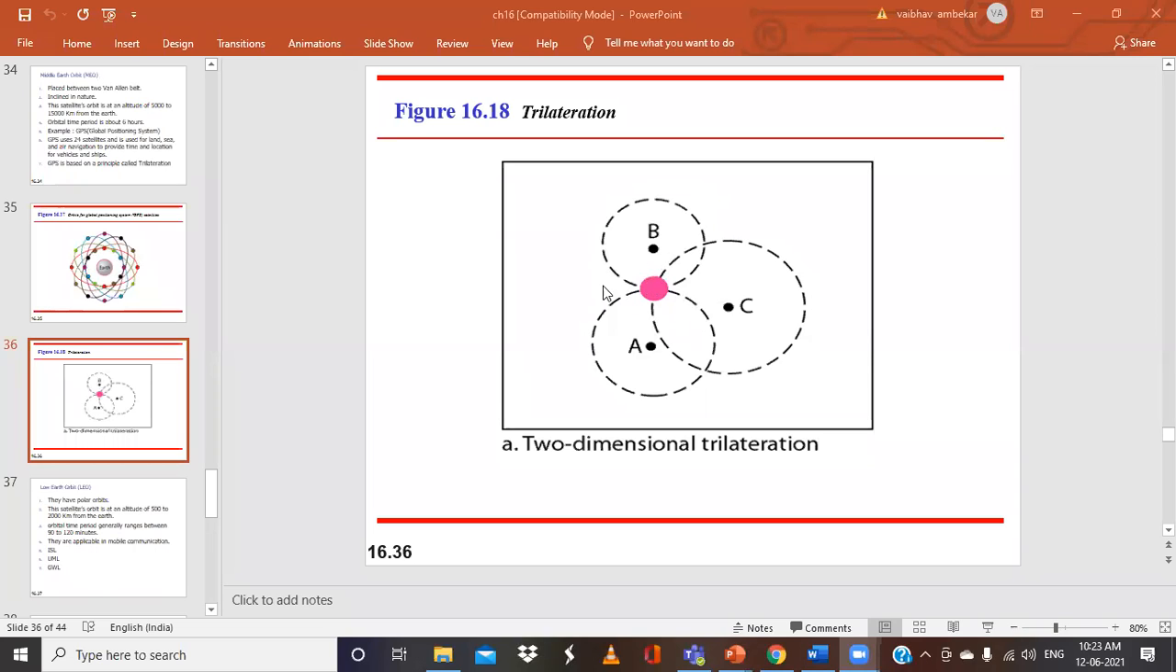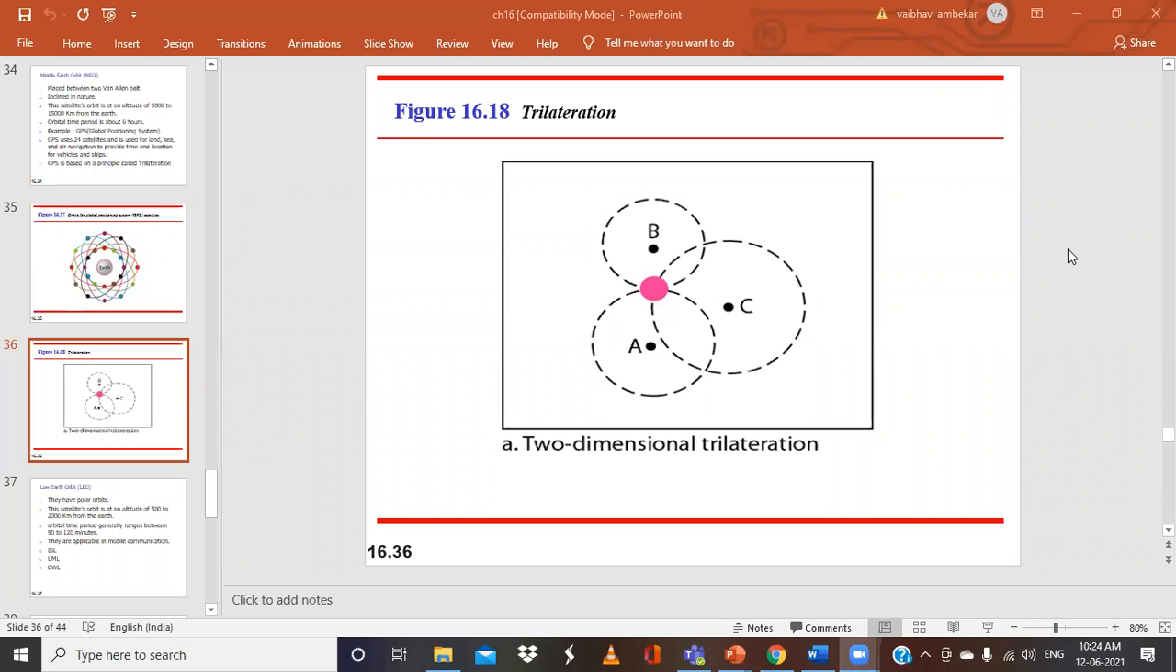If I can draw three circles, my position will coincide with the circumferences of the three circles somewhere. I may be standing somewhere at A, at B, or at C. Their circumferences will collide, and this collision point of three circumferences will be my actual location. So this is the concept of trilateration that we have. Are we clear with this?